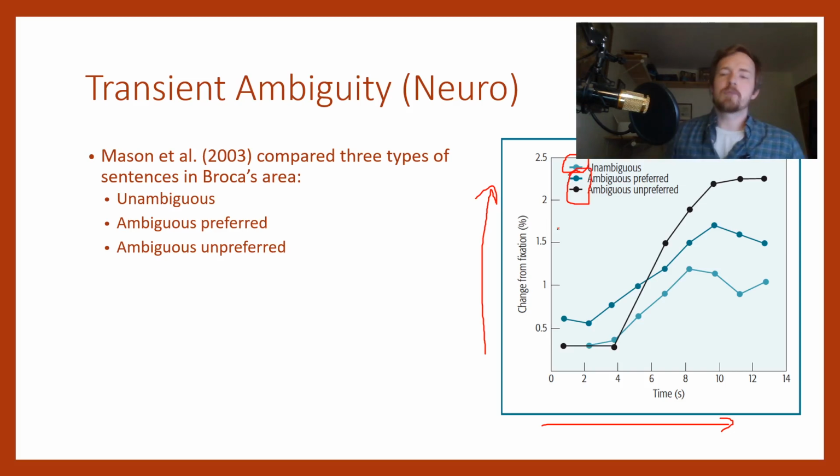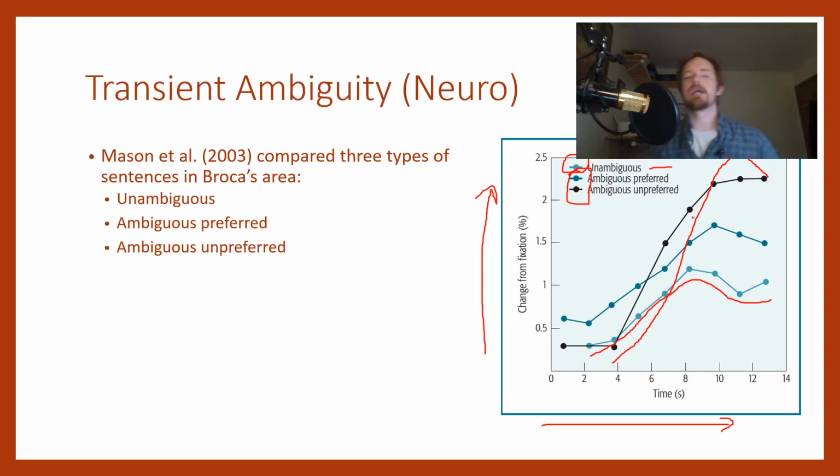So how do we interpret what we're looking at here? Let's look at the unambiguous words first. Activation in Broca's area goes up a little bit, but the least of the three conditions. If you interpret a word, but it was the wrong interpretation and you find that out later, you're going to see the highest activation in Broca's area compared to all the others. So you have the highest activation whenever you misinterpret a word and then realize that it was a misinterpretation.